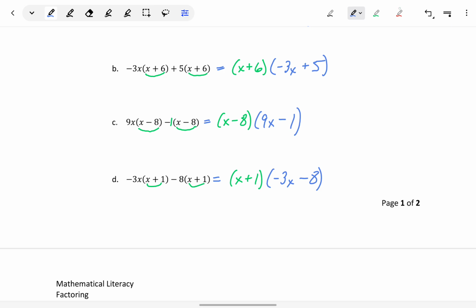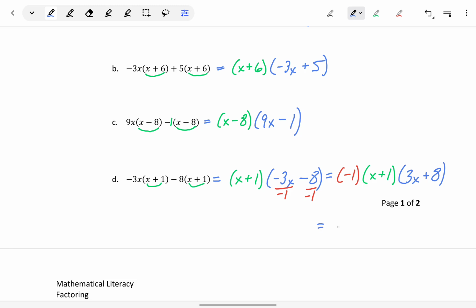But in this case, we have one additional step we can take. If we look at this leftover piece, the negative 3x minus 8, we have something that's common between those two, or something that would divide into both of those. And in this case, that's negative 1. So we can factor out a negative 1, which will still be multiplied by x plus 1, that factor we already pulled out. And then what's left will be positive 3x plus 8.